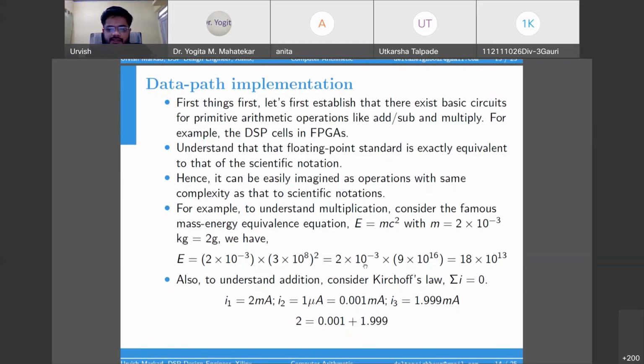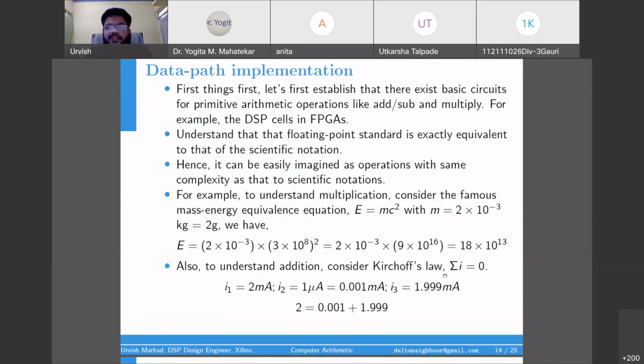What I have here is the mass times the speed squared. Now you multiply these two integers and add the powers. After multiplication, what you have is 18, and the addition of the powers fetches you 13, since 16 minus 3 is 13. So it's easy: just multiply the mantissa, add the exponents.